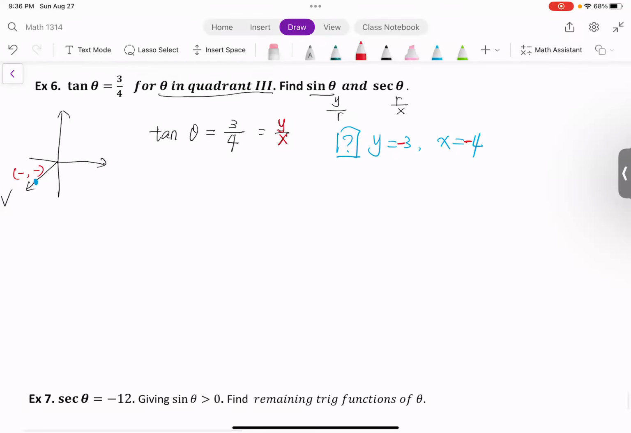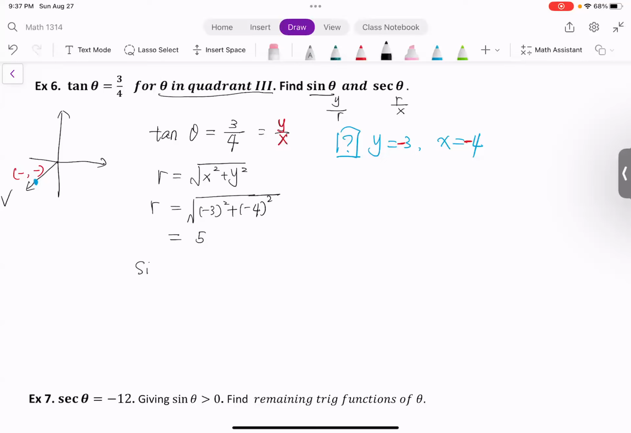So how about the r? r equals square root of x squared plus y squared. Put the x and y inside. So r equals square root of negative 3 squared plus negative 4 squared. So do the simplification, r equals 5. r cannot be negative, so r is always positive. Now I have the x, y, r.